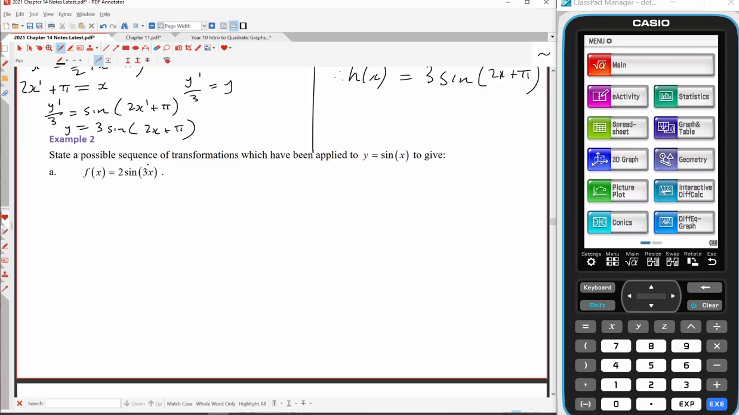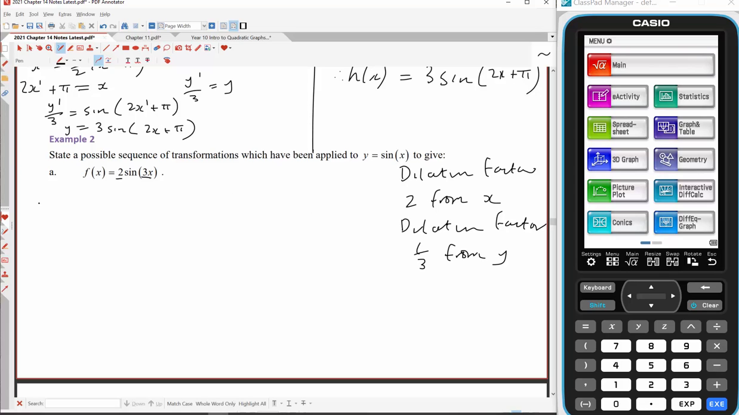Alright, so this one here, state a possible sequence of transformations that are applied to this to give this. So I hope this is almost intuitive, that you see this and you go, that's a dilation. So I'm going to write that. Dilation factor 2 from x. And this one here, hopefully we can see that is a dilation factor 1/3 from y.